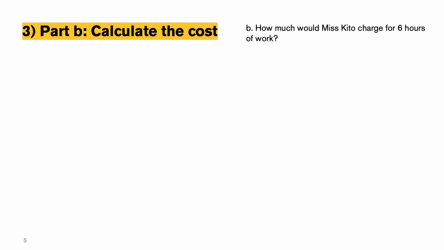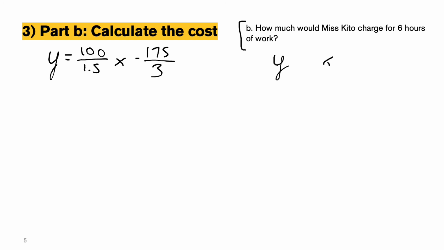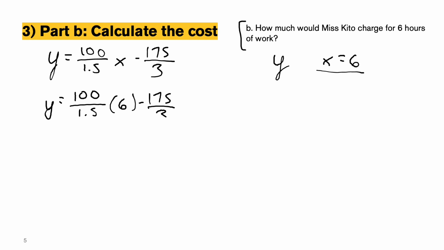So now that we have our equation, we can just rewrite it here. We had y equals 100 over 1.5 times x minus 175 over 3. So basically, if we read our question B, they're asking us what is y when x equals 6. So then to solve that, we can just plug in 6 for x. So y is equal to 100 over 1.5 times 6 minus 175 over 3.